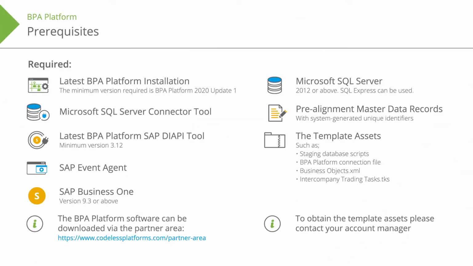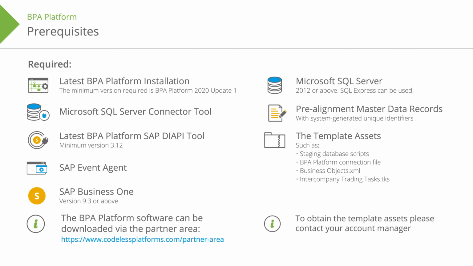You will require the following: the latest BPA Platform installation, the Microsoft SQL Server Connector tool, the SAP Business One DI-API integration tool, the SAP Event Agent, and SAP Business One version 9.3 or above. The BPA Platform related software can be downloaded via the partner area on the Codeless Platforms website. You will require your Codeless Platforms partner logon.